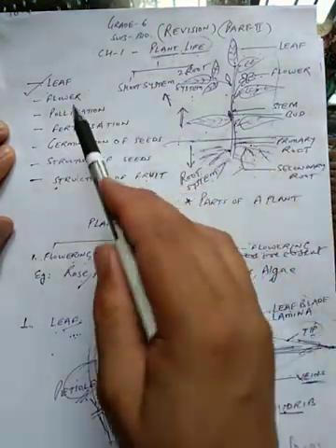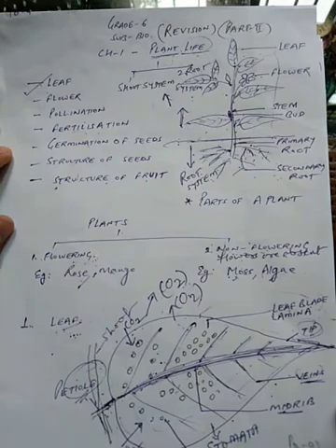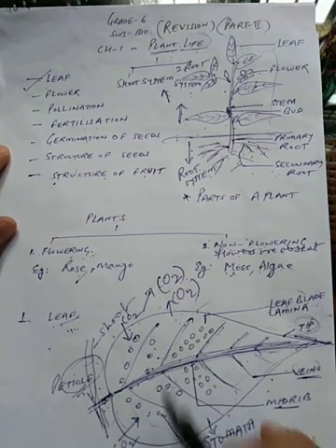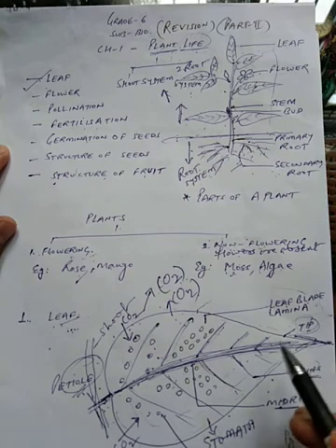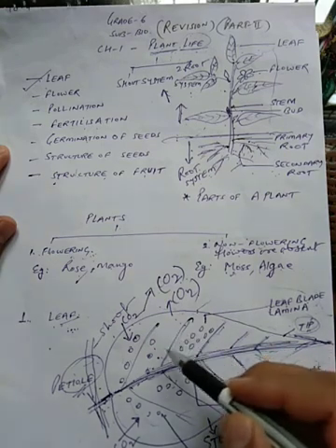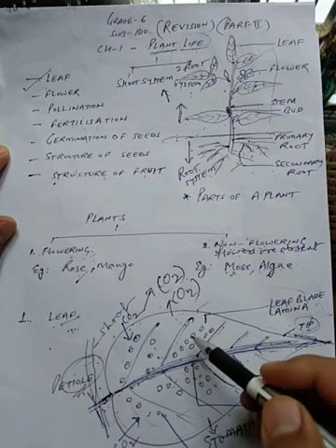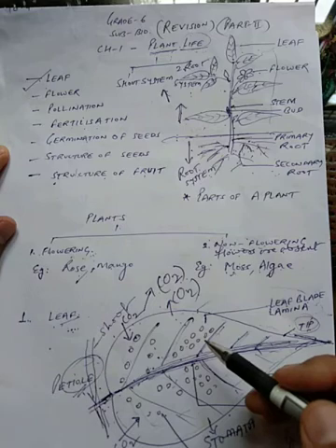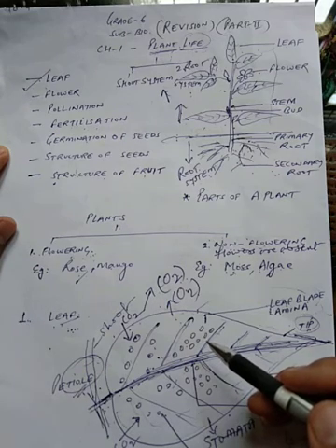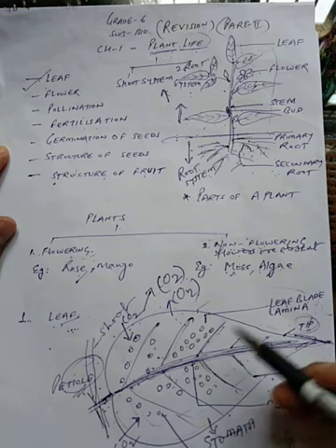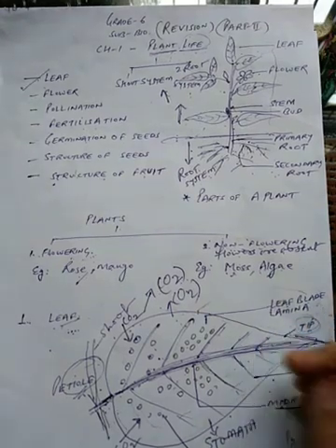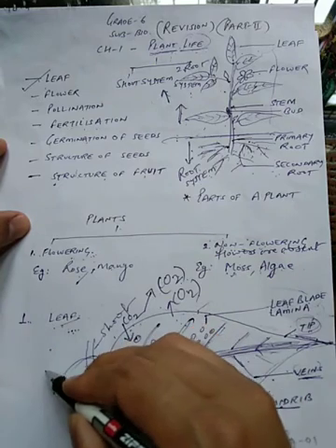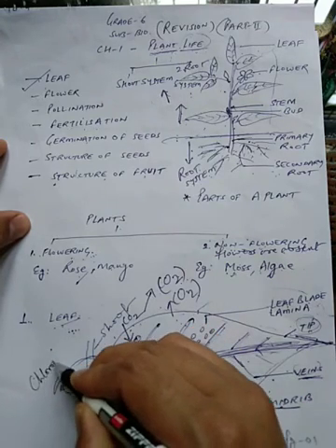So starting from the leaf. The leaf is a very important part of the plant as it helps in the process of photosynthesis. The leaf contains many minute pores which are known as stomata, and these stomata help in the exchange of gases. Mostly leaves are green in color, and the green color of the leaf is due to the presence of a pigment which is known as chlorophyll.